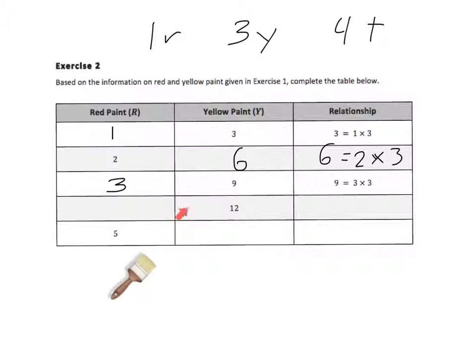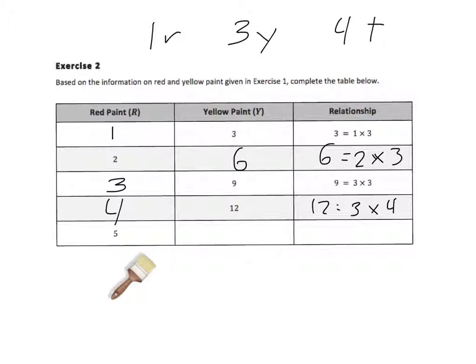Let's look at the next row. Here we have 12 yellow paints. Well, how did we get from our value of 3 to 12? Well, we multiplied by 4. So if we multiply by 4 here, we're going to have to multiply by 4 here to keep it equivalent. 1 times 4 is 4. And now remember, to get our relationship, how did we get from 3 to 12? Well, we did 3 times 4, which got us our 12.